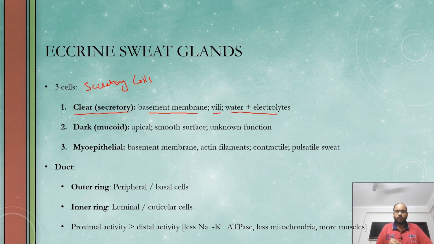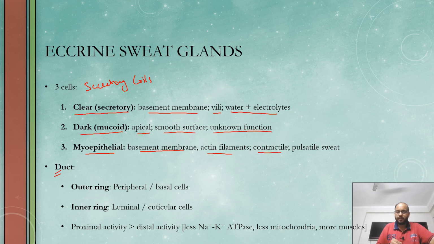The dark cells are mucoid. Some people say they are goblet shaped, but they are mucoid dark cells. They are apical. Apical means towards the lumen, nearer to the lumen. They have a smooth surface. Clear cells have villi, dark cells have a smooth surface. As of now, they have unknown function, but mostly people regard them as having a regulatory function in sweat secretion. And then you have the myoepithelial cells at the basement membrane. These cells have actin filaments, they are contractile, and they are responsible for pushing the sweat inside the lumen of the duct so that the sweat is excreted from the sweat ducts.